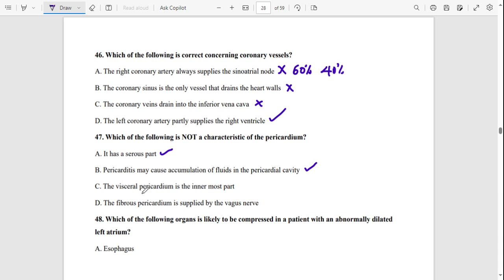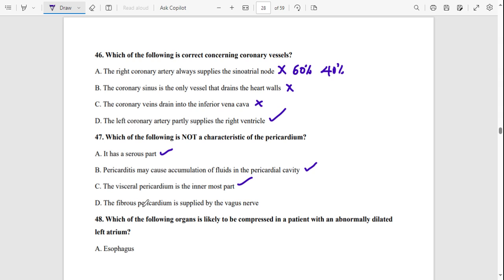And then the visceral pericardium is the innermost layer. This is true, even as we can hear, visceral meaning it is the one which is now surrounding the actual heart. So it's the innermost layer. The parietal is going to be outside.